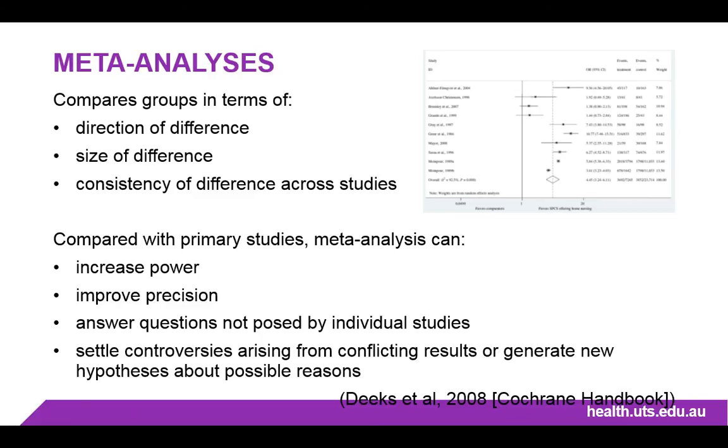Okay, so meta-analysis, just briefly. It's the statistical approach to synthesis, essentially comparing groups in terms of the direction of difference, the size of that difference, and the consistency, as we mentioned. And very often, consistency is not 100%. And the nice thing about meta-analysis, of course, is it spits out a nice little diagram like this.